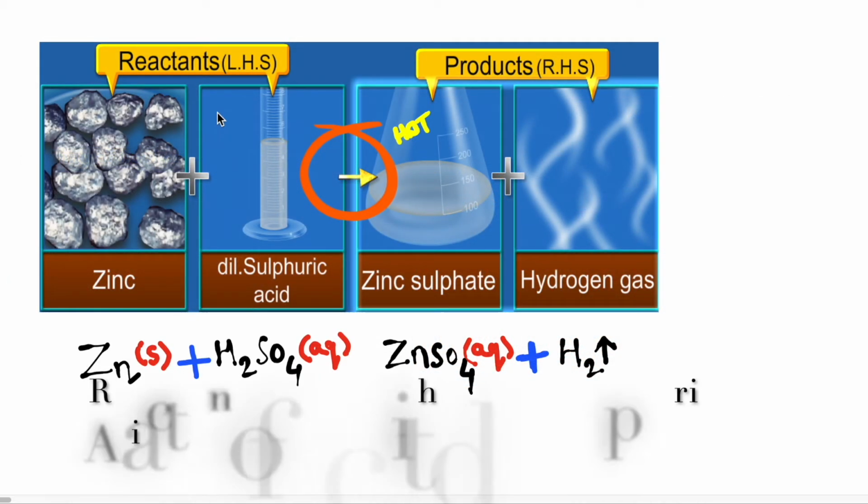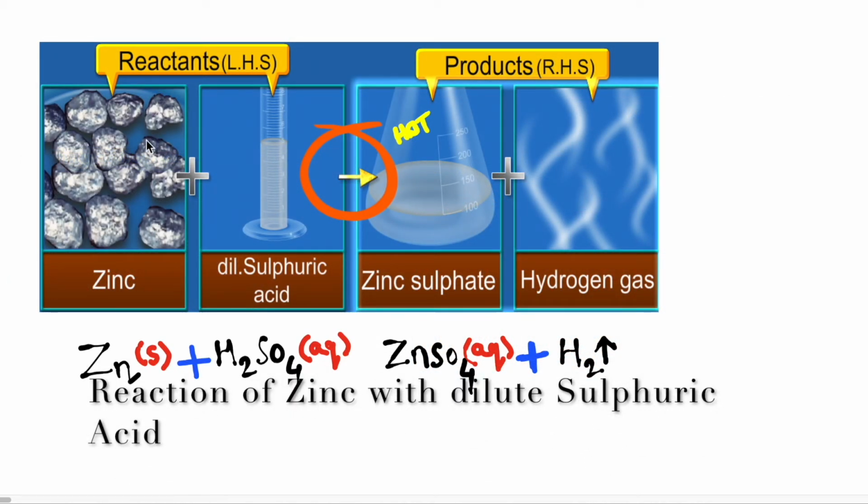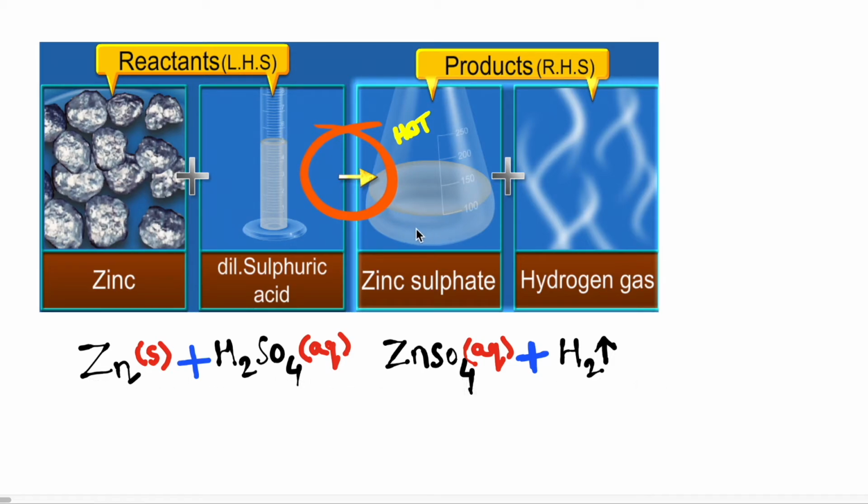Let us see one more example showing rise in temperature. Here a zinc granule is taken in a test tube and dilute sulfuric acid is poured over it. The reaction immediately starts and leads to the formation of aqueous zinc sulfate solution with the liberation of hydrogen gas, and when the beaker is touched, it feels warm.